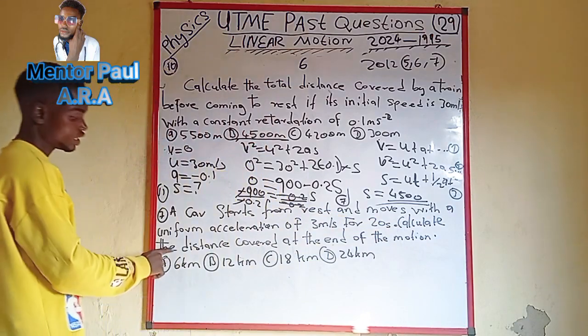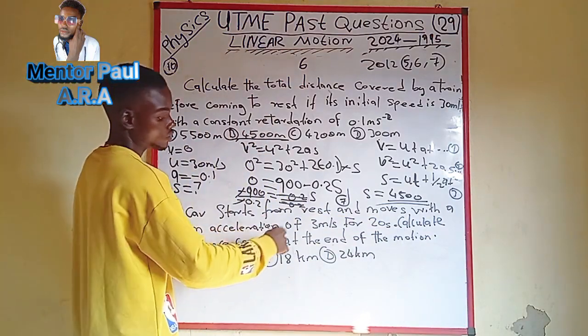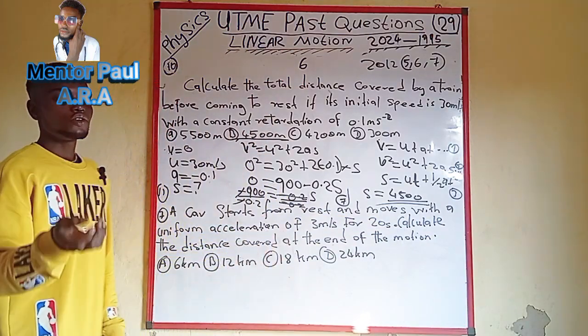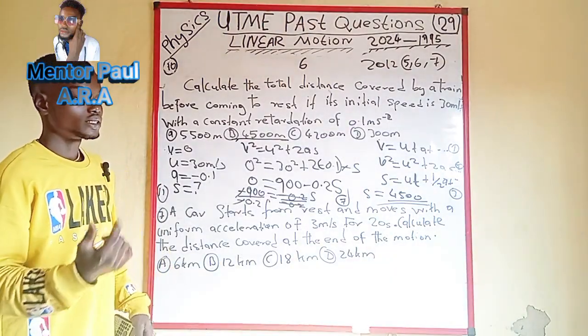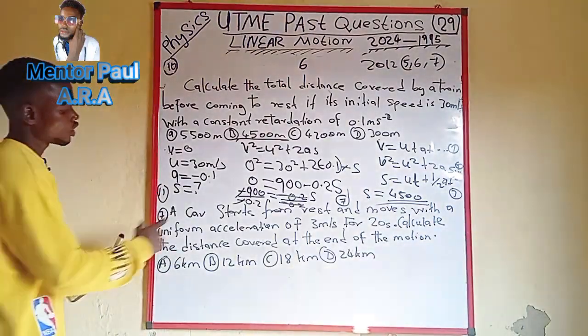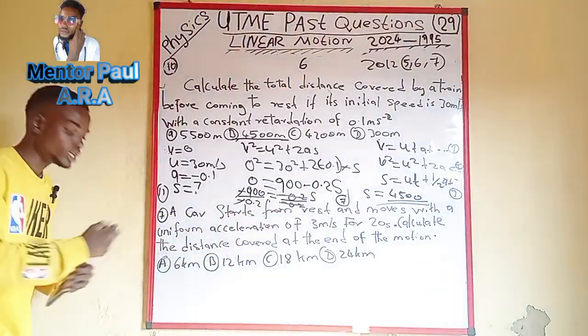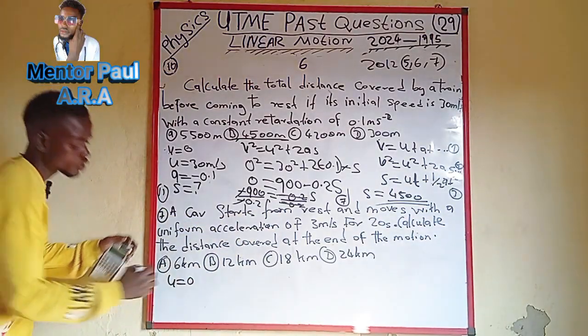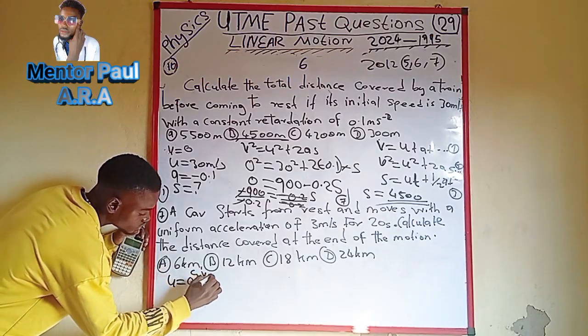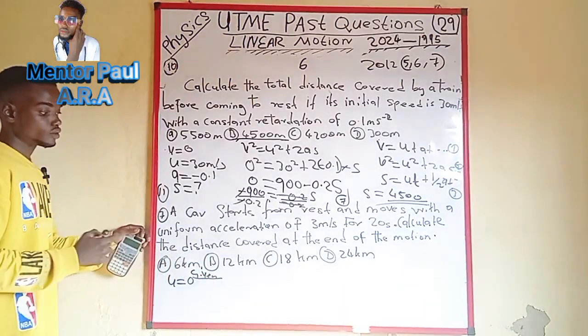Calculate the distance covered at the end of the motion. You may be confused when you are reading the question, but when you put down the parameters, it's going to be easier for you. A car starts from rest, meaning that the initial velocity is 0. So we are given data, analyzing it, initial velocity is 0.